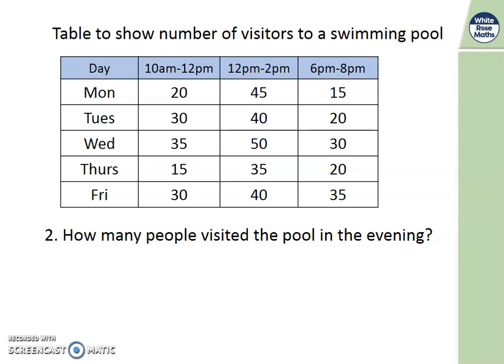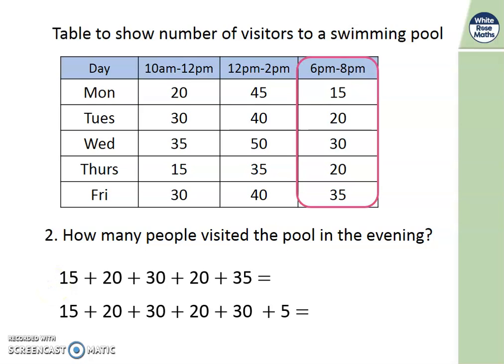How many people visited the pool in the evening? Which part of the times is the evening? Yes, 6 p.m. to 8 p.m. is an evening. I need to add these up. Now, to help me do this, I'm going to partition my 35 into a 30 and a 5. Now I can spot that I can add the 20 and the 30 to make a 50, and another 20 and a 30 make another 50. Together they make 100. Add 15, add 5, makes 120. Well done if you found that.